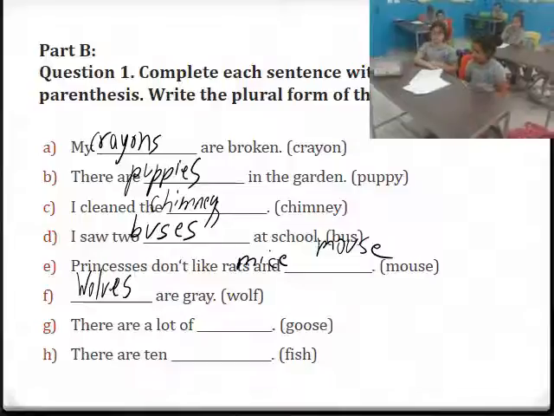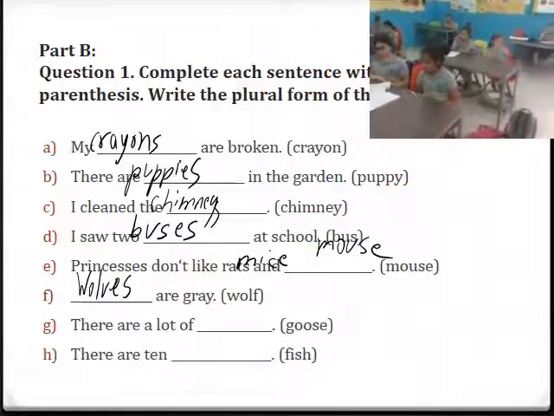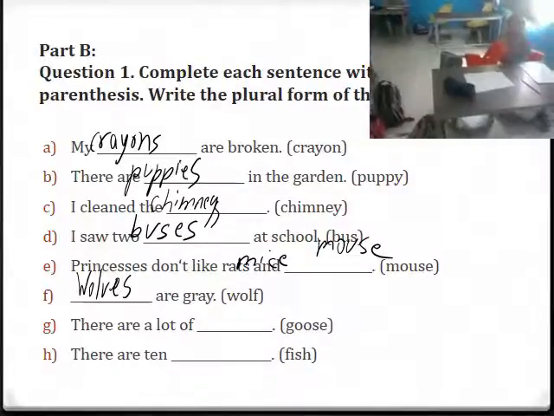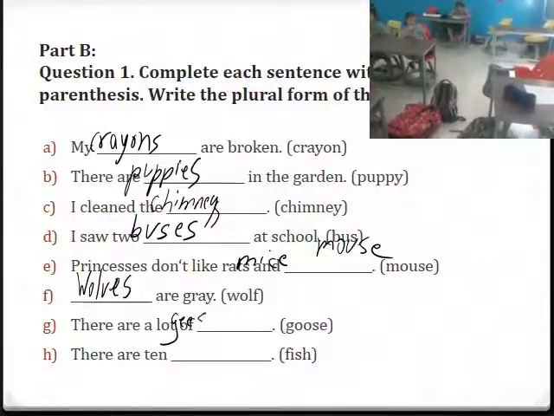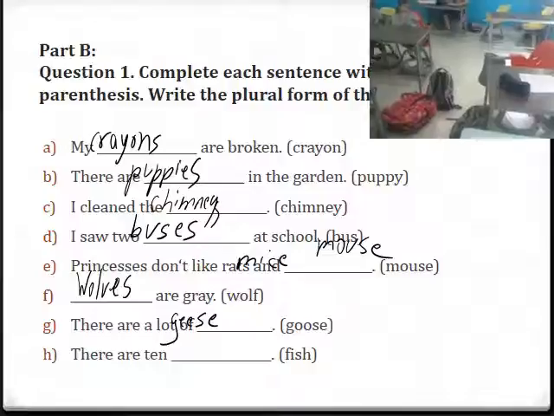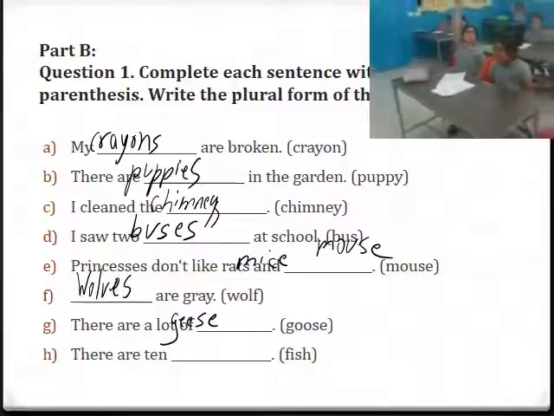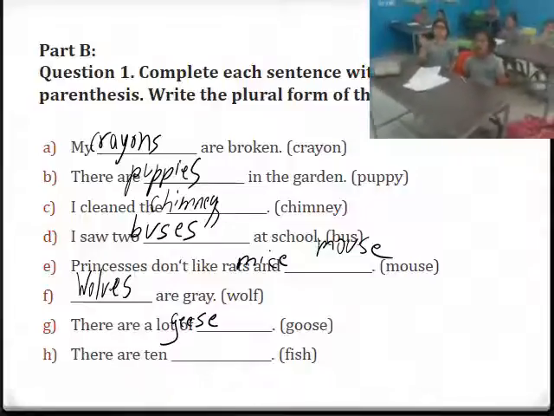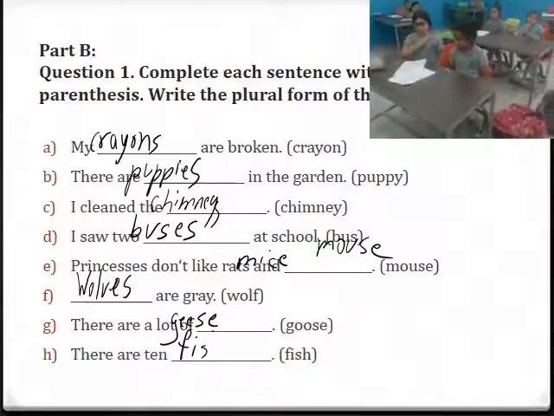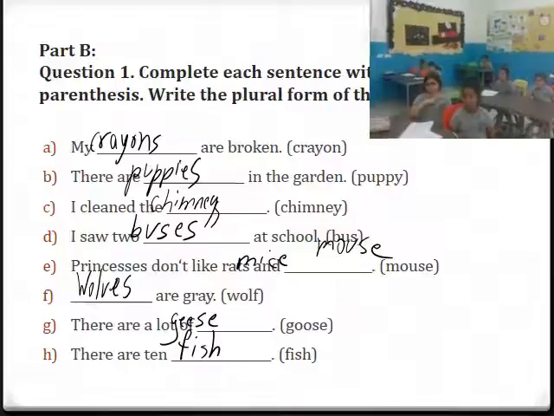There are lots of geese. How do we change it to its plural form, Alma? Geese. Okay, we change the OO. We have to eat a fish. We have to add ES? Fish. We make it fish. We keep it the same. Excellent, yeah. Okay, it's an irregular plural noun. Excellent work. Good job, everyone.